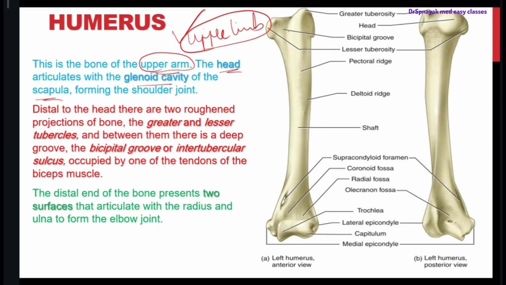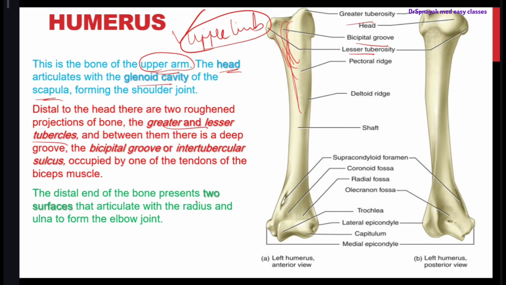And see, we have certain projections of this humerus. We have greater and lesser tubercles. Here we have greater and lesser tubercles, which are important in attachment of certain tendons, muscles, and all. We have bicipital grooves also here. These are important in attachment of tendons and some muscles.